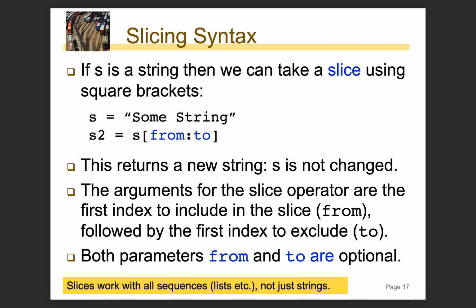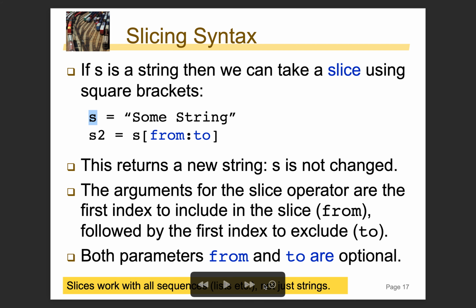So if S is a string, then we can take a slice using square brackets. Let's say S is the string "some string". Then we can take a substring from S by having S, square bracket, the index we're going from, to the index we're going to, and then close square bracket. This is going to return a new string and store it in the value S2. The original string S is not changed. We're taking or copying some of it, not actually removing parts from the original string.